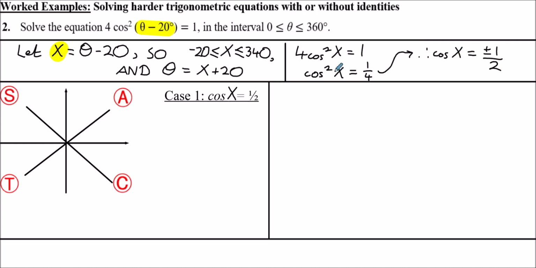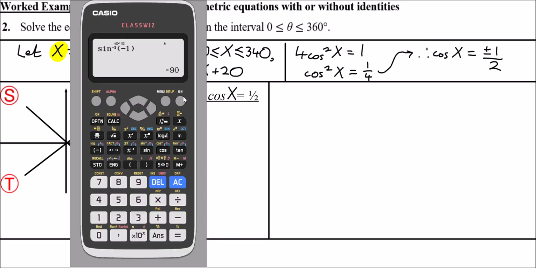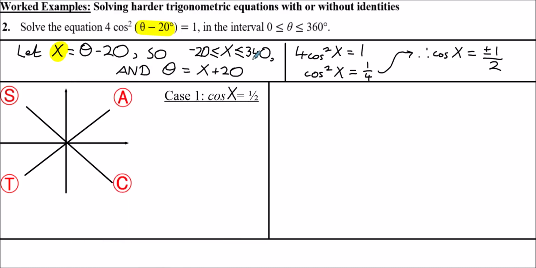So let's get the calculator to hand and do inverse cos of 1/2. So shift cos 0.5, I'm just going to do, same as a half. We get 60. So that shows us that the principal value is that x equals 60. So we can label this on our CAST diagram.